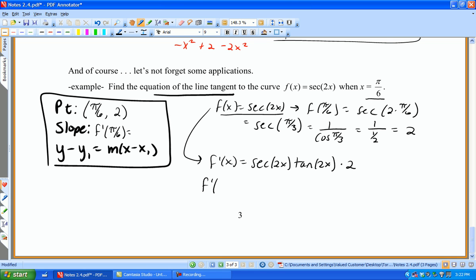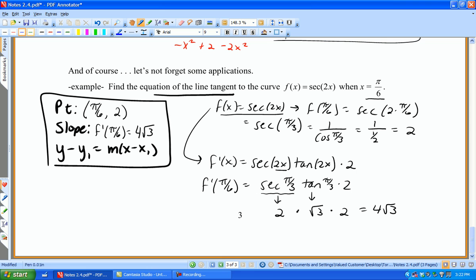All right, now I'll evaluate f prime of pi over 6. Okay, I already know 2 times pi over 6 is pi over 3. So this is the secant of pi over 3 times the tangent of pi over 3 times 2. Okay, the secant of pi over 3 I already figured out. That's 2. The tangent of pi over 3, if you know your unit circle, is the square root of 3. And we have that too. So it looks like I'm getting 4 square root of 3. That's the slope. All right, now I'm ready to write the equation of my line. Y minus 2 equals 4 root 3 times x minus pi over 6, and we're done.